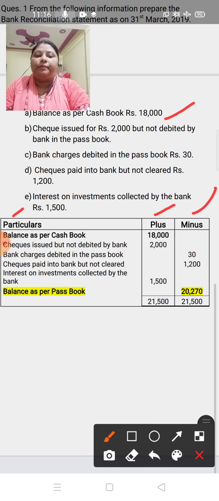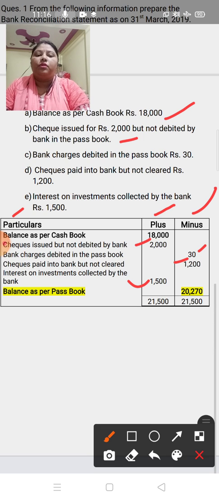Now the transaction B, check issued for rupees 2,000. In this transaction you have to add, so write down the amount in the plus column. Bank charges, subtract, so write down the transaction in the minus column. Now check paid into bank but not cleared, this also you have to subtract. And the last is interest on investment collected by the bank, this you have to add. Okay. Now you have entered all the transactions in the statement.